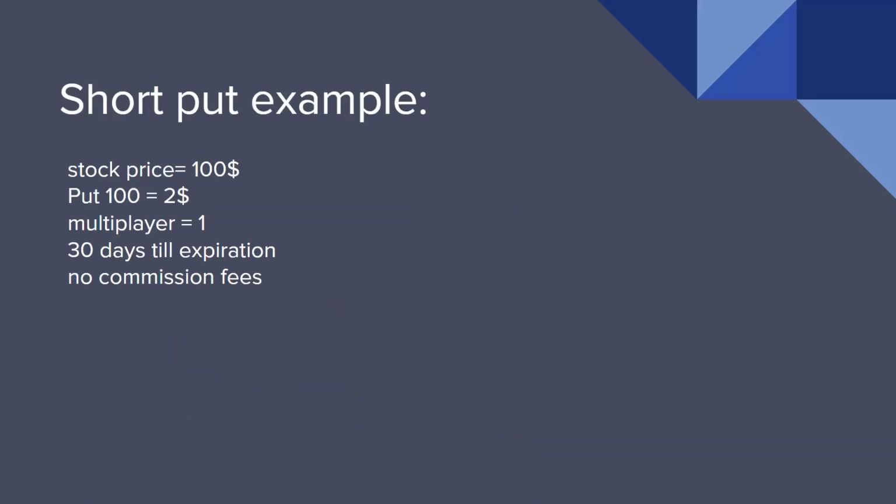Okay, so let's see a short example. Let's say there is a stock which is priced right now at $100. There is a put 100, which is sold in the market for $2. Just for the example, we'll say the multiplier is 1, and there are 30 days till expiration, and there are no commission fees.